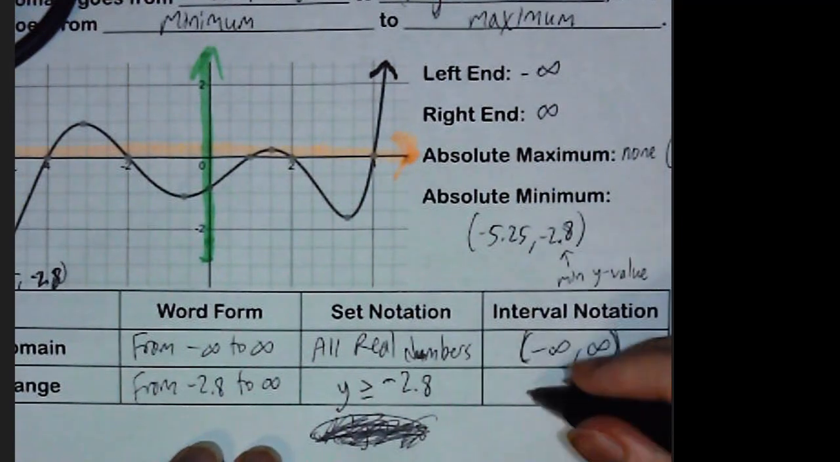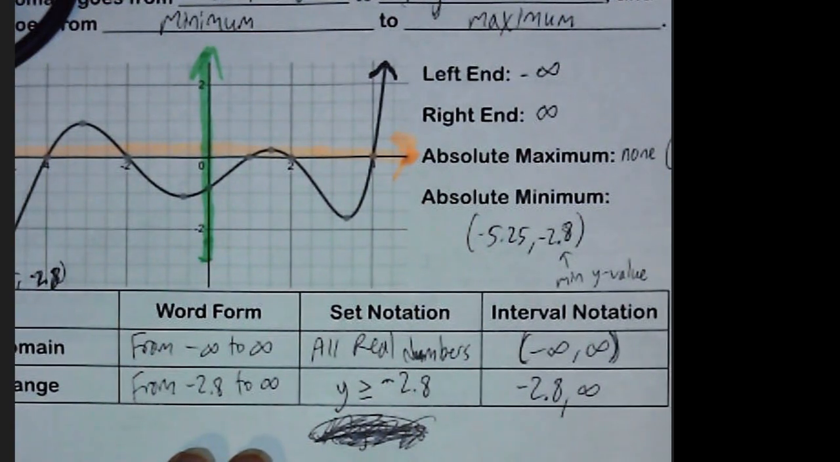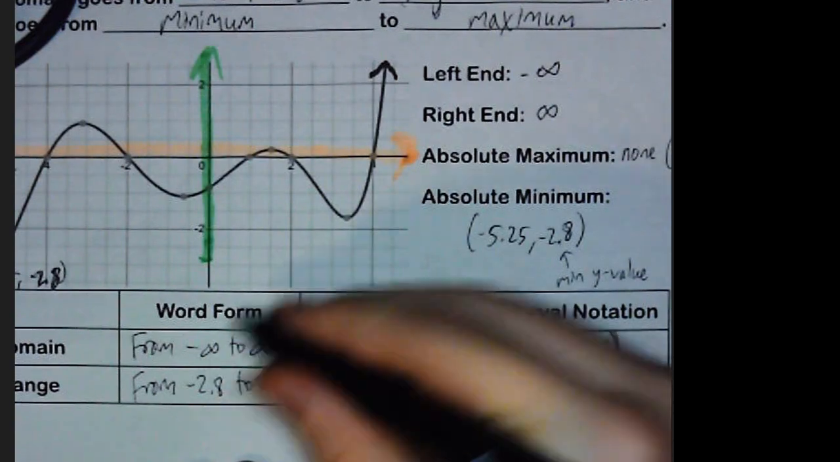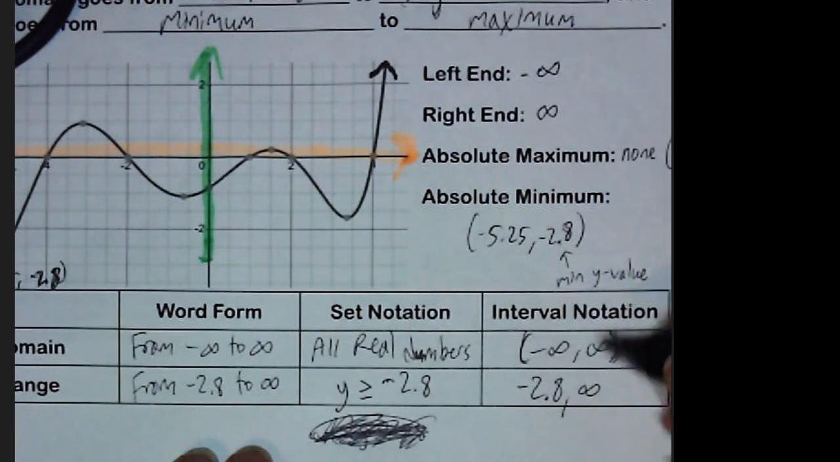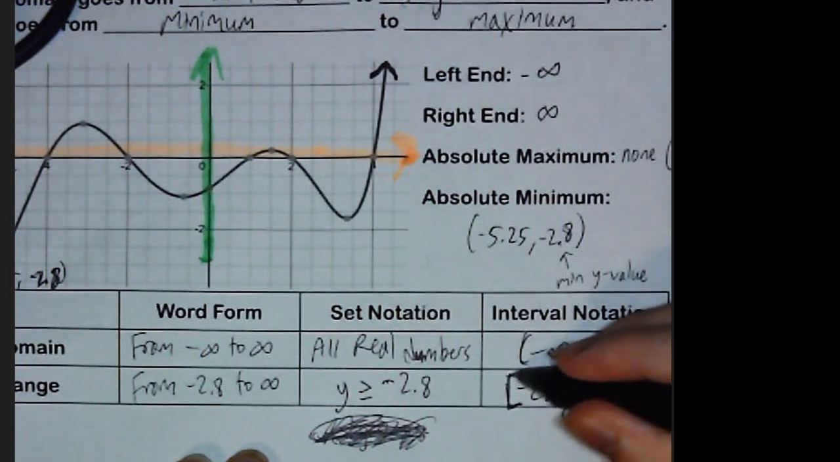Now the interval notation is once again very boring. It's -2.8 to positive infinity. But that's honestly nice. Interval notation is nice for infinite bounds because we can actually use infinity in the notation, and it's much easier to convert from word form to interval notation than it is to go from word form to set notation. With one caveat. Do we include the -2.8? And the answer is yes, because the graph does in fact reach that y value.